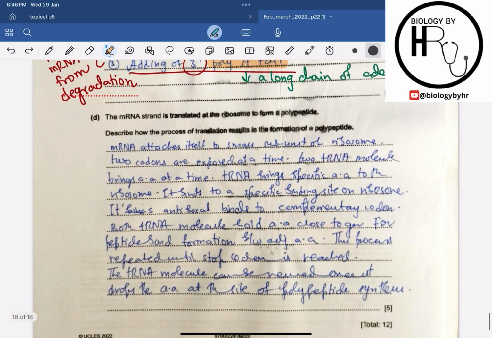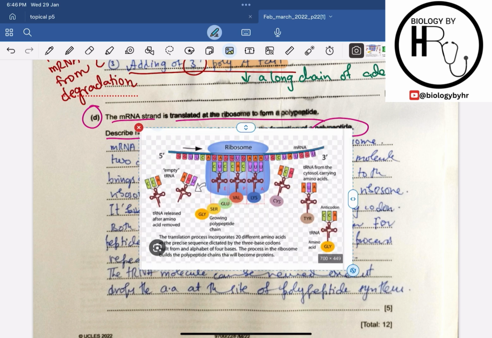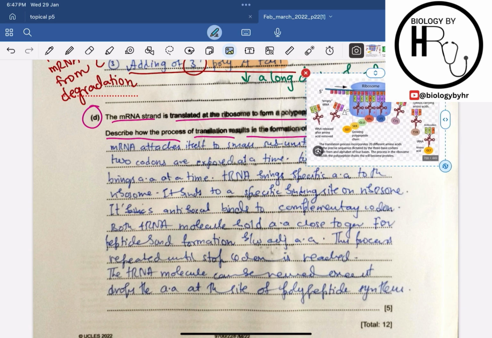Now let's move on to the last part, which is part D over here. Part D says that the mRNA strand is translated at the ribosome to form a polypeptide. Okay, we know the process of translation where mRNA is converted into the polypeptide chain with the help of the tRNA. Now they are saying describe how the process of translation results in the formation of the polypeptide. I have an image for reference which I have taken from the internet.